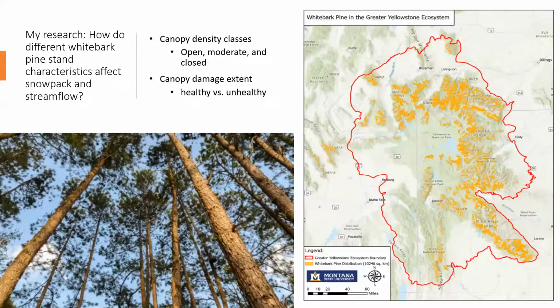Hi everyone, my name is Teo, and for my master's thesis, I will be using the water model that David talked about to assess how different whitebark pine stand characteristics affect snowpack and streamflow.